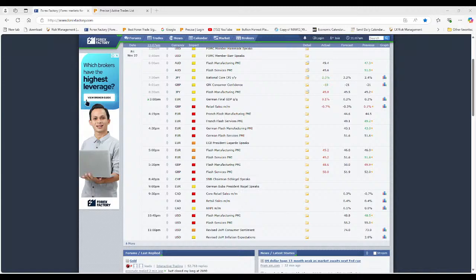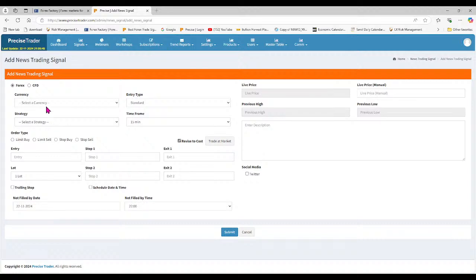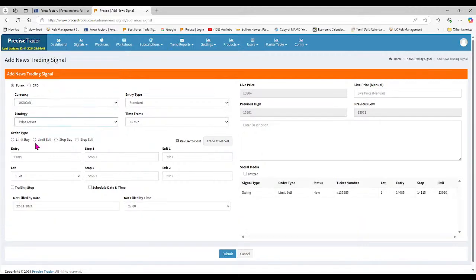So this is news trading, and we are expecting the market to move lower if the data is good. So we will put it at 14015, stop at 14045, and TP 13965, and expiry is 2200 hours.